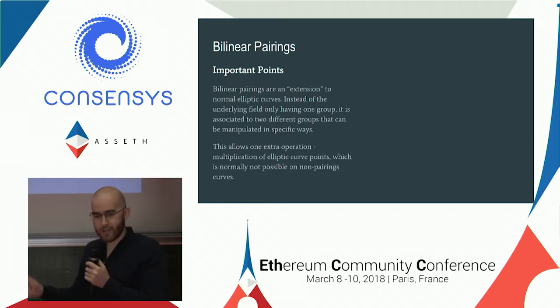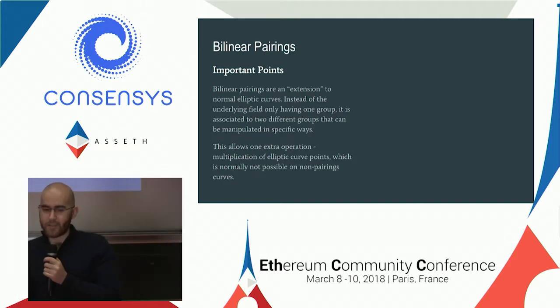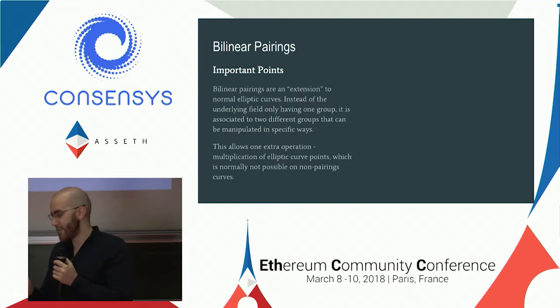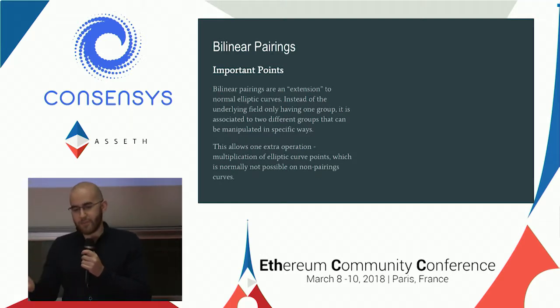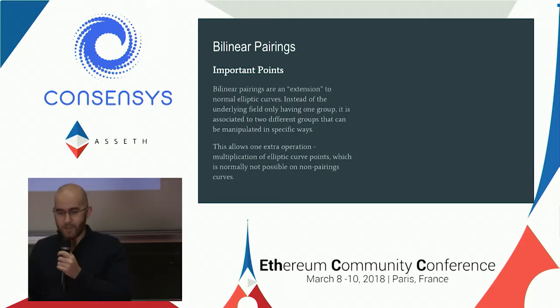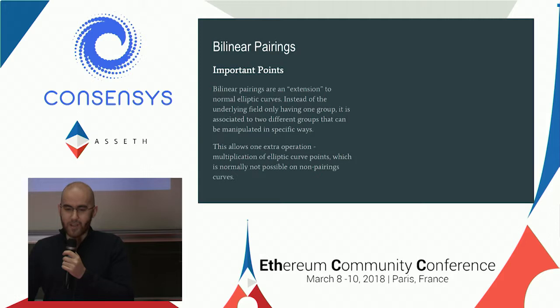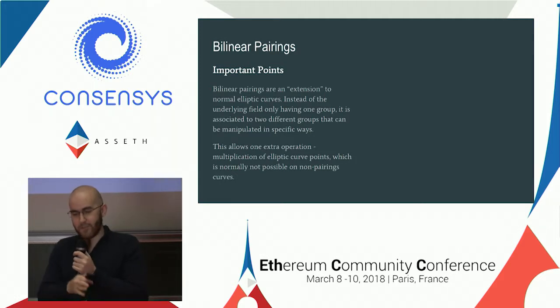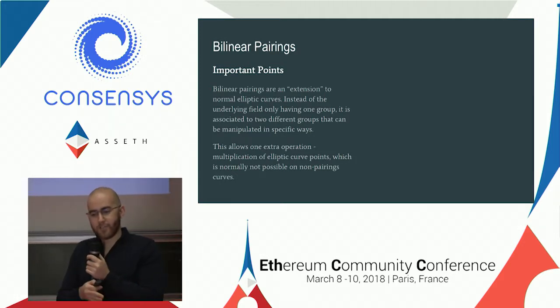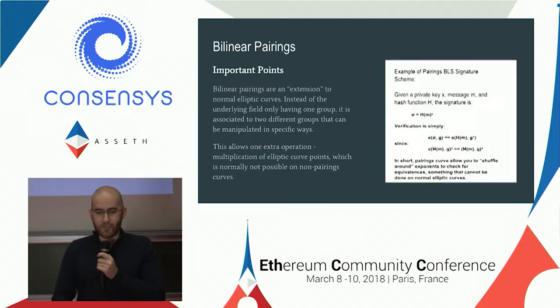So it allows one extra operation, the multiplication of elliptic curve points. It's not normally possible on non-pairing curves, and the reason is that if you did it on the same group, it breaks the discrete Diffie-Hellman problem, the decisional Diffie-Hellman problem, which is kind of why signatures work. But if you do it in a very specific way, it allows you to do ZK snarks without breaking normal signatures.